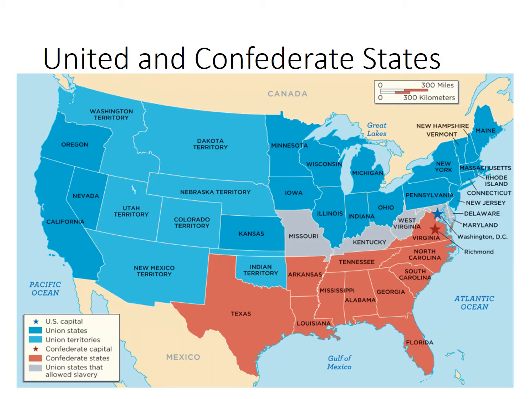So if you look at the map here, you can see the blue states are Union states and territories. The gray is Union states that allowed slavery, so our border states. And then the red are Confederate states.